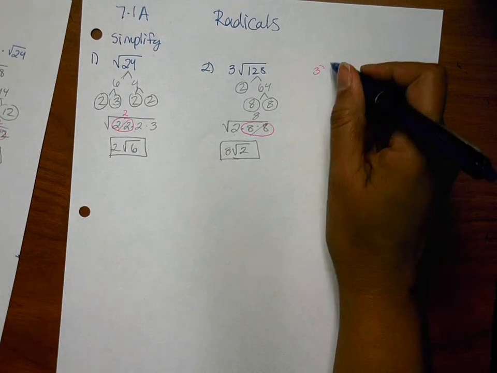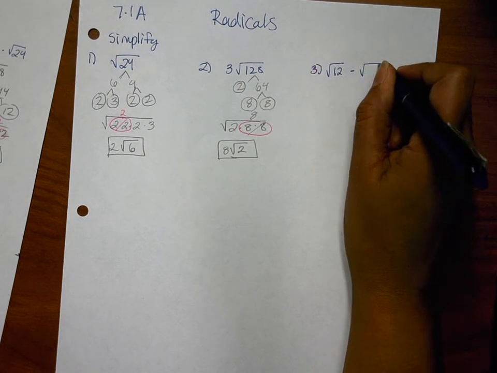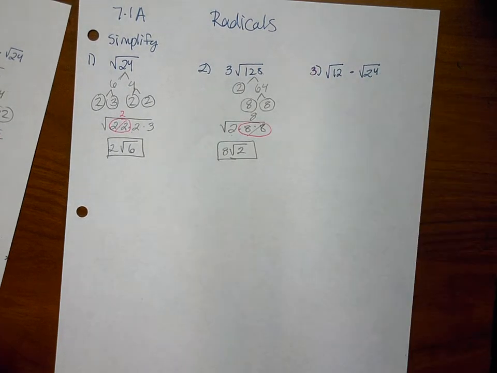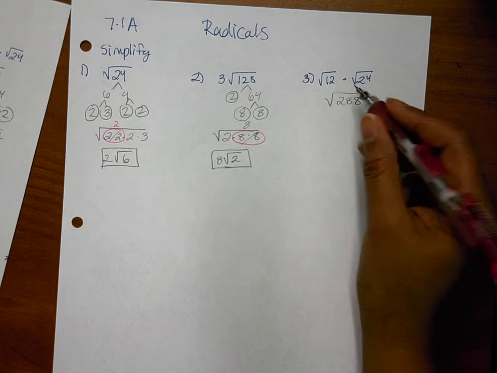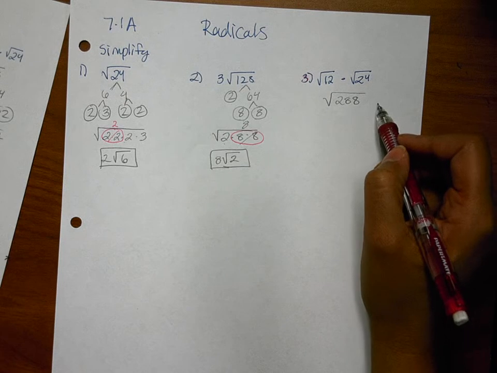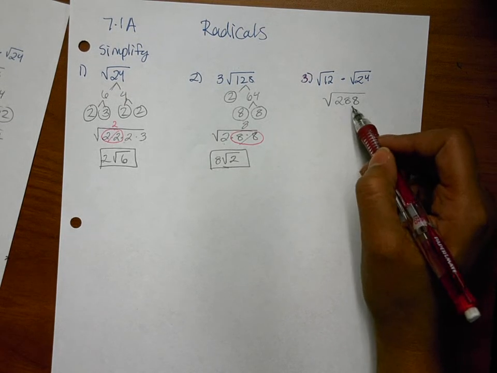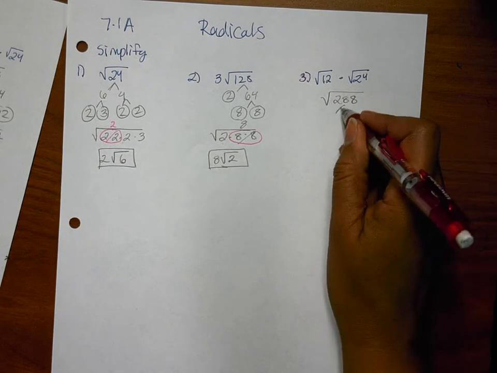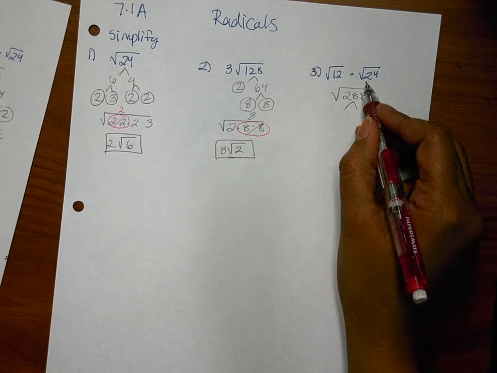Number 3, square root of 12 times the square root of 24. Because it's multiplication, I am allowed to multiply them into 1 root 288. Technically, you do not have to do that. You break up the 12, break up the 24, and just write them all under 1. The only reason I multiply them together is hoping it's a perfect square. It's not, so then I'm going to break up.